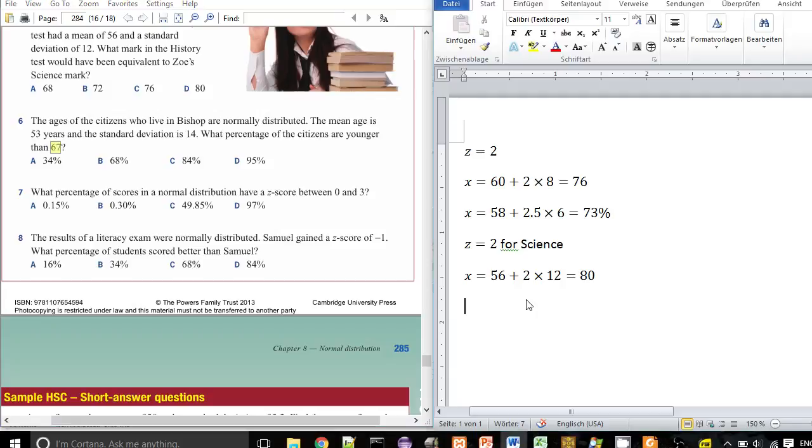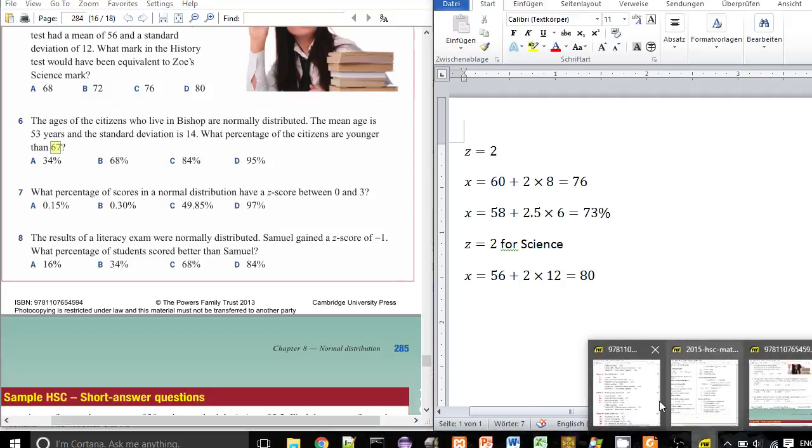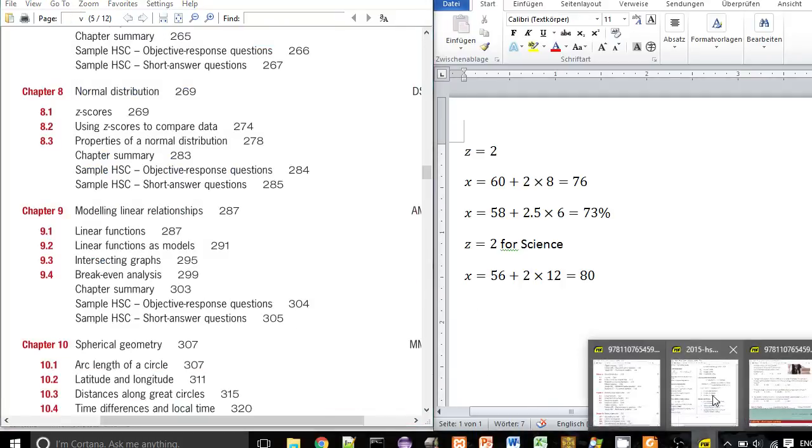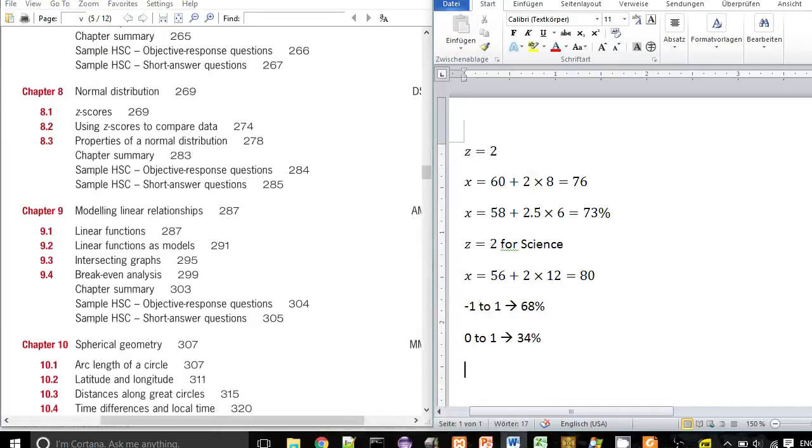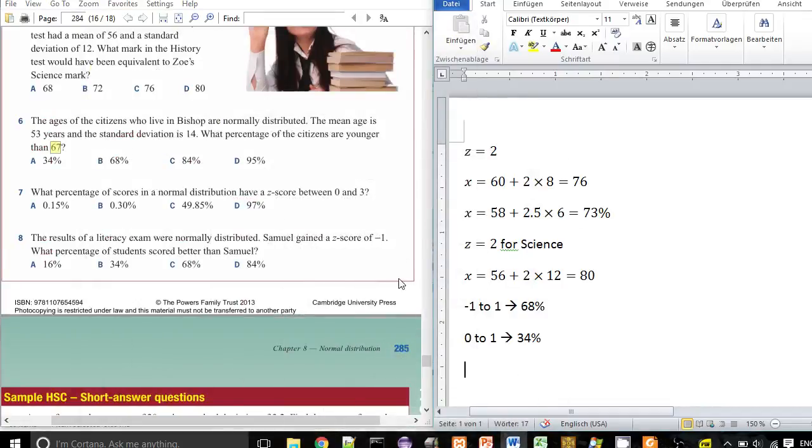Alright, now remember with the percentages, whoops. So between -1 and 1 is 68%. Okay, let's just maybe write that. -1 to 1 is 68%. So from 0 to 1, if you take half of that, 34%. Okay. So we're looking at anything up to 1.